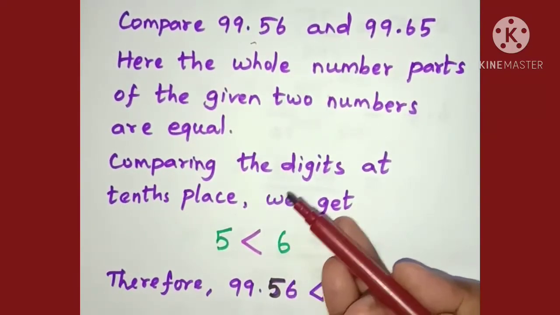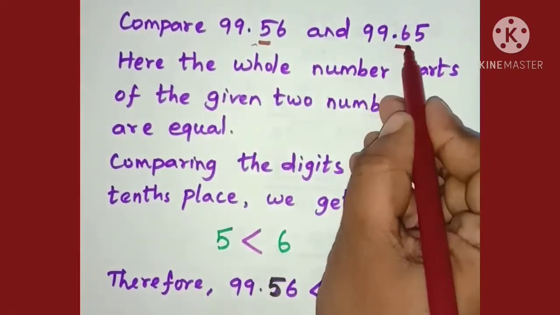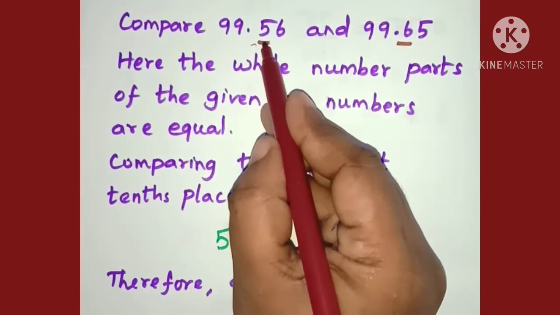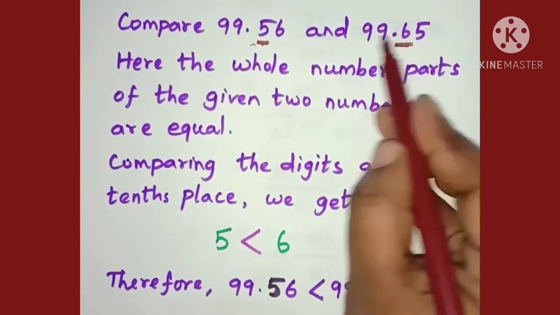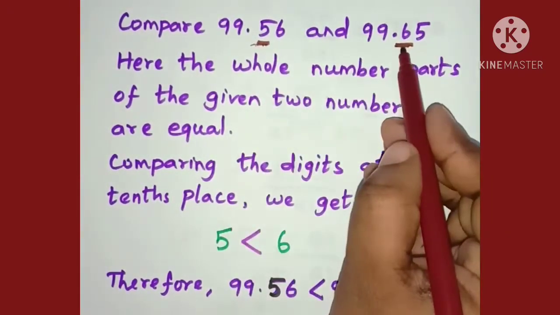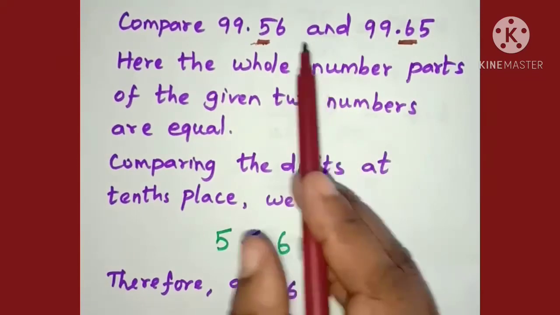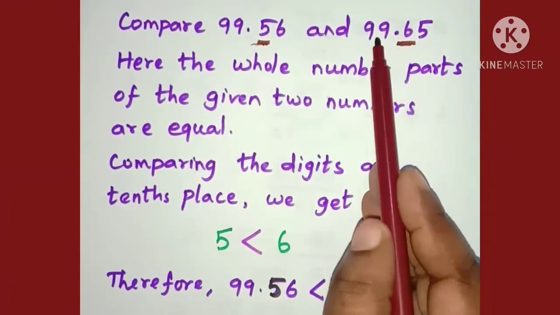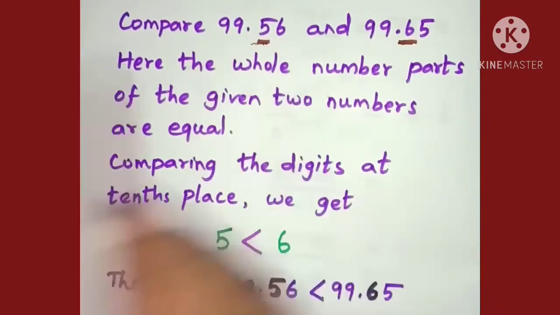we have to compare the digits at 10th place. Here, the digit in the 10th place is 5 and the digit in the 10th place of the other number is 6. So now we are going to compare 5 and 6. Which is the greater number? Yes, that is 6. So comparing the digits at 10th place, we get 5 is less than 6. Therefore, from this we can say that the second one, 99.65, is greater than 99.56.